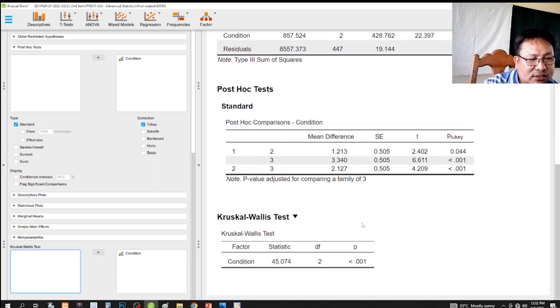The Kruskal-Wallis result in APA format is that a Kruskal-Wallis H test shows that there was a statistical difference in grades between the different teaching methods, where chi-squared with 2 degrees of freedom is 45.074 and the p-value is 0.001, with the mean grades of 79.48 for traditional, 81.607 for with LDP, and 82.82 without the use of LDP.